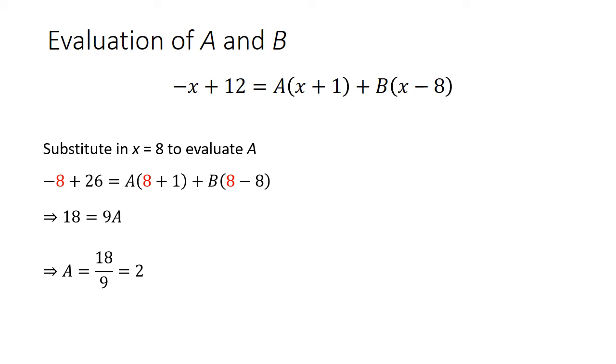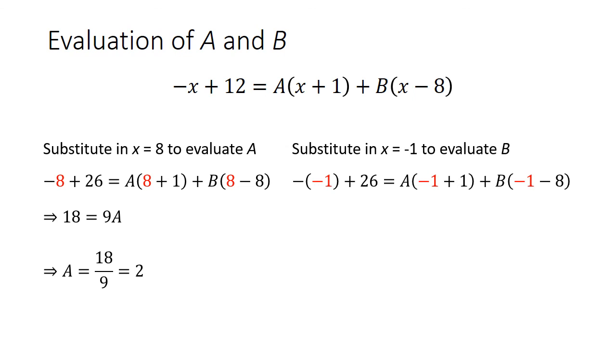and that tells us that A is equal to 2. The next stage is to evaluate B, and if you look up here, you can see that if we make this factor go to 0, we can do that by putting in x equal to minus 1. So we substitute in x is equal to minus 1 to evaluate B. I have the values plugged in here, so we have minus times minus 1. That will give us plus 1 plus 26 will give us 27 on the left-hand side. We have minus 1 plus 1, so A will go to 0, and minus 1 minus 8 will give us minus 9. We divide across by the minus 9, and that will give us minus 3 for B.